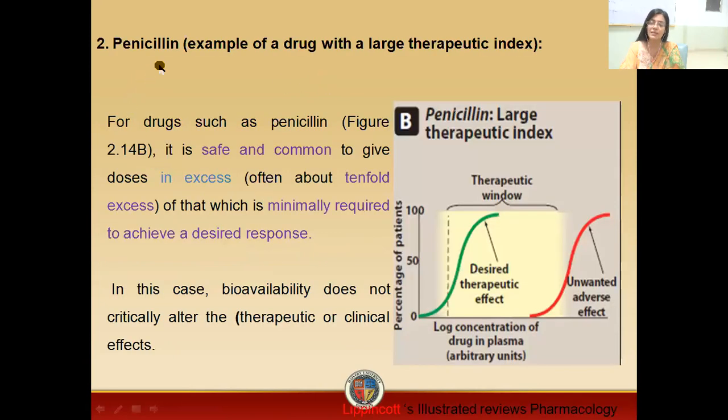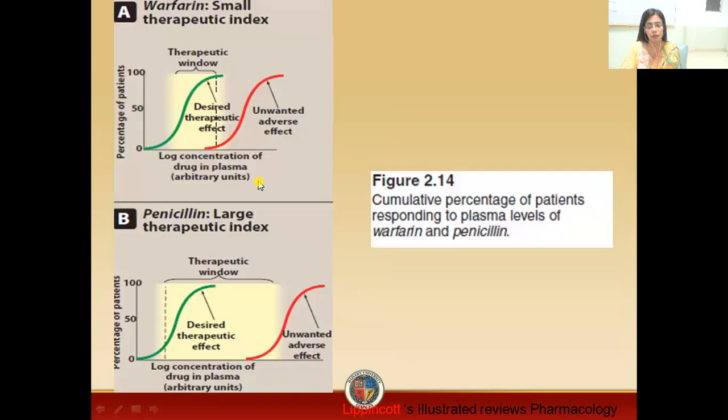Now moving towards penicillin, this is the graph of penicillin, similar to that of warfarin, but in this case there is not much overlapping of the therapeutic effect and the harmful effect. This is representing a wide therapeutic window as well. We will discuss this term, therapeutic window, in this video lecture. So penicillin is a much safer drug because it has a wide therapeutic index.